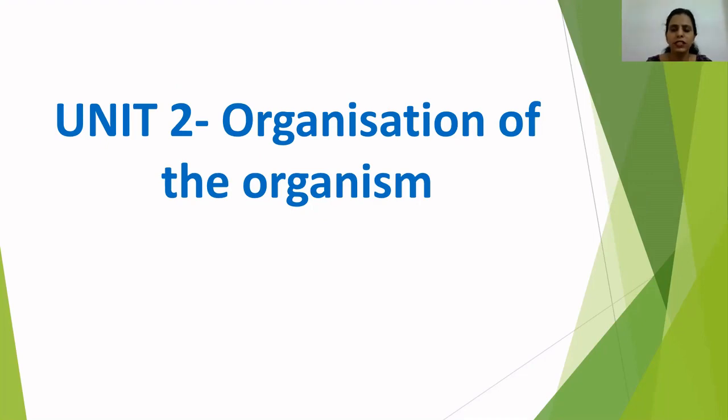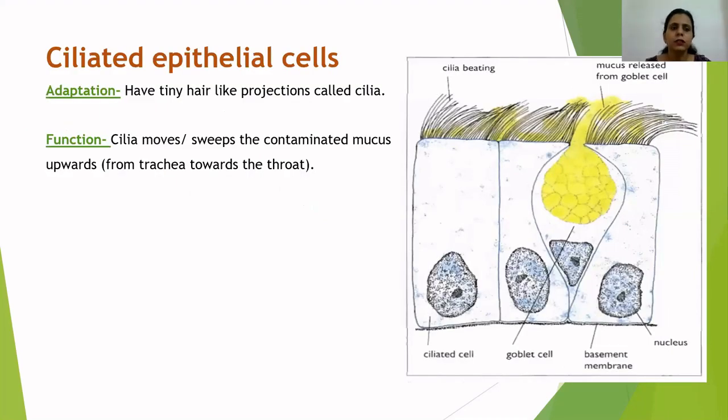So let's start. The first cell is ciliated epithelial cells. First, we are going to discuss all the animal cells. When we talk about the location of these cells, I have already told you in the previous slide that epithelial cells form the outer covering and inner covering of all the organs present in the body. It is a method of providing protection to all these organs.